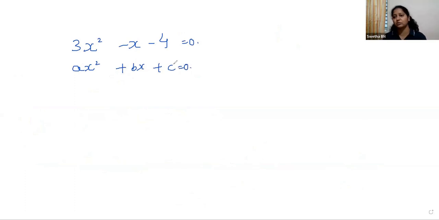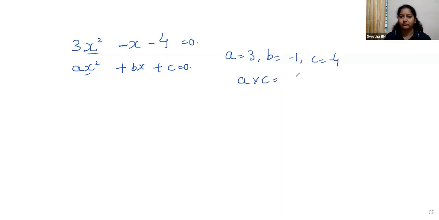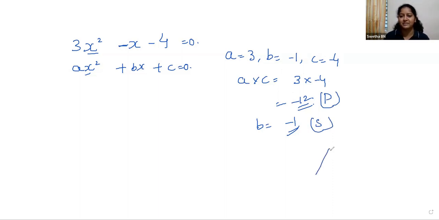While writing a, b, c, you should be careful with the signs, children. A is nothing but the coefficient of x squared, which is 3. B is, what is b? If there is no number, you should write 1. C is minus 4. So a into c, that is 3 into minus 4, is equal to minus 12. And B is minus 1. Till that I have given, you continue that. So the product should be minus 12 and the sum should be minus 1. Get the numbers and tell me fast.